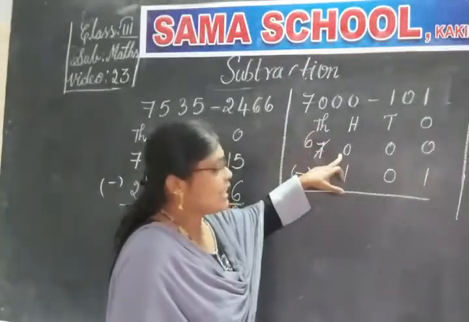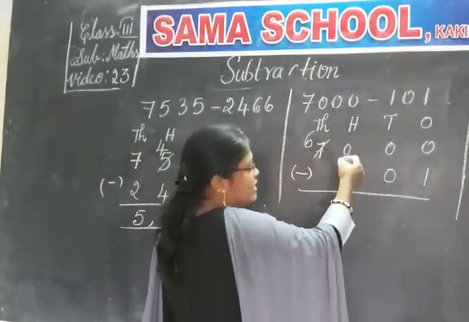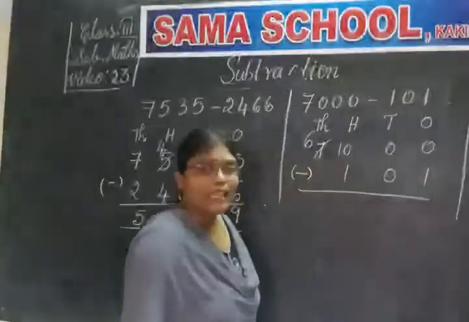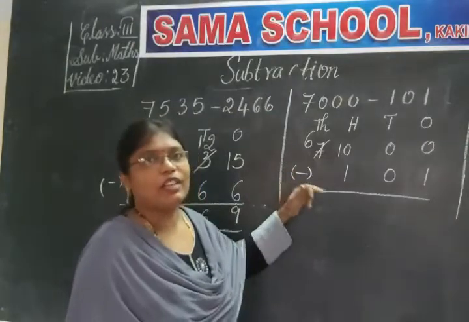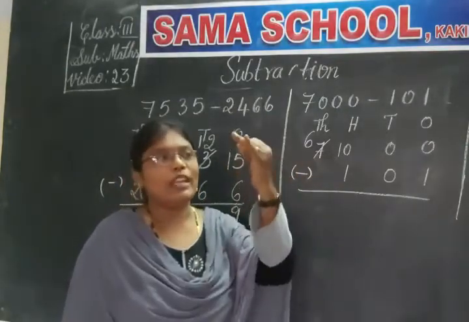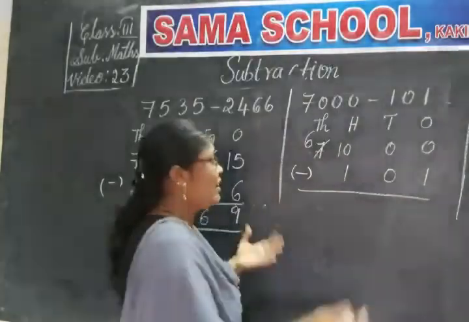And what does the hundreds place number become? This borrowed number joins the 0 here and becomes 10. So what is 10 minus 1, children? 1 after, till 10: 2, 3, 4, 5, 6, 7, 8, 9. How much?